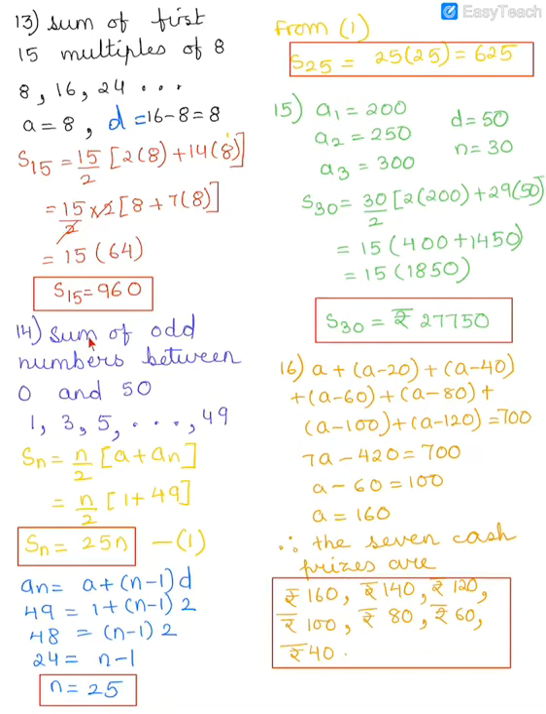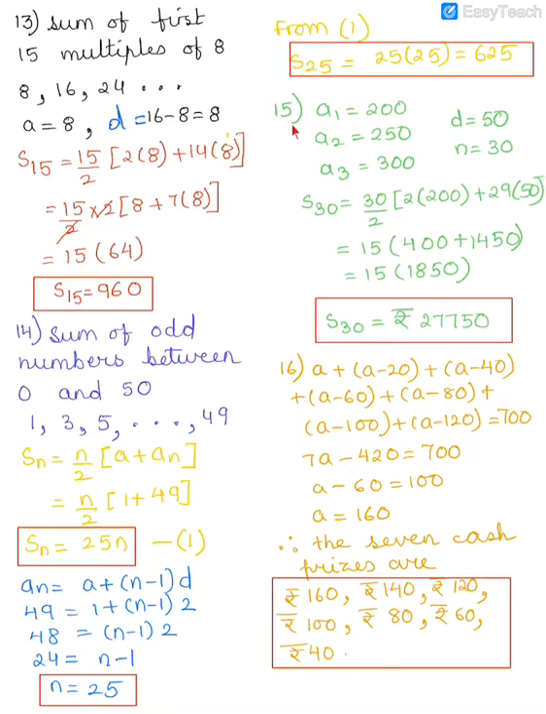The 14th one, you have to find out the sum of odd numbers between 0 and 50. So I write down the odd numbers. I know the first and the last term. तो मैंने ये फॉर्मूला यूज़ किया है. तो यहाँ पे क्या मिसिंग है, n मिसिंग है. उसके लिए an is equal to a plus n minus 1 into d. Put in the values of an, a and d, giving you n as 25. Put n as 25 in Sn and 25 are 625.